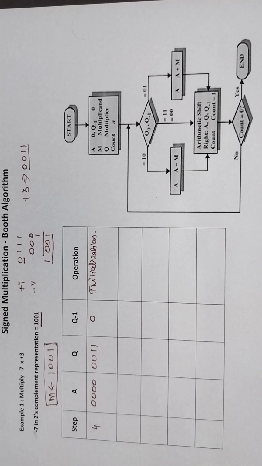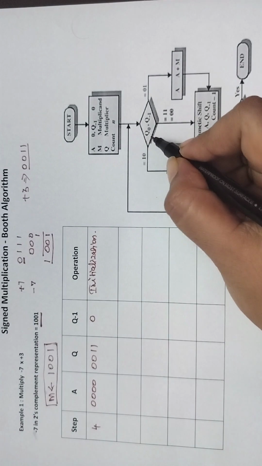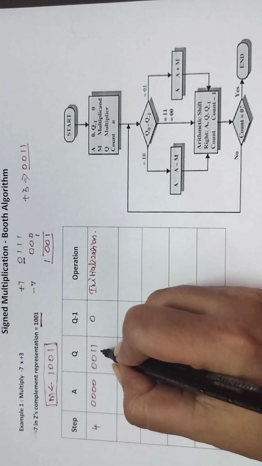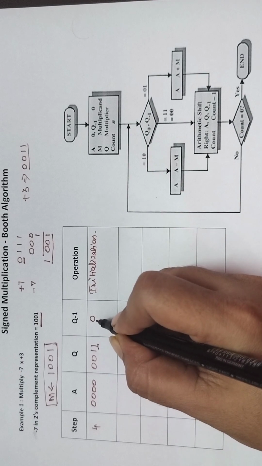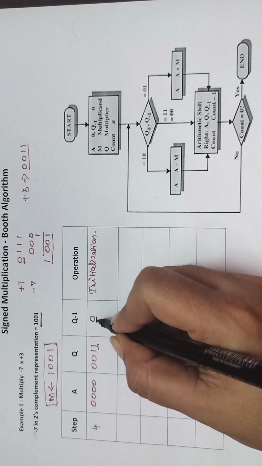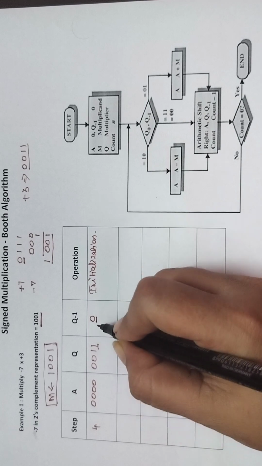Now, after performing the initialization, we have to check Q0 and Q minus 1. Q0 is the LSB bit, and Q minus 1 is one more register, which is initially represented as 0.